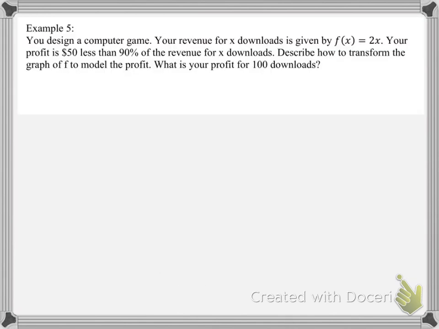All right, last one, example 5. You design a computer game. Your revenue for x downloads is given by this function. So they give us a nice little function there. Your profit is $50 less than 90% of the revenue for x downloads. Describe how to transform the graph of f to model the profit. What is your profit for 100 downloads? Okay, so there's our original function, or our parent function.